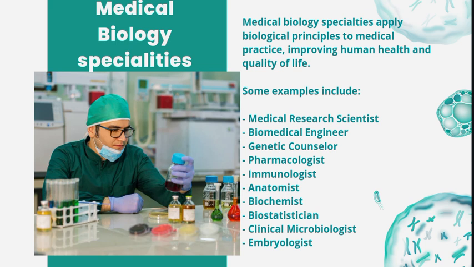So, some examples we have here: we have the medical research scientist. Well, that should be easy to tell, they carry out research on these medical areas. We have a biomedical engineer, one who applies engineering principles and combines them with medical and biological systems. They specialize in medical imaging, biomechanics, biomaterials, neuroengineering, genetic engineering, tissue engineering, lots more. The genetic counselor is a healthcare professional who specializes in helping individuals and families understand and manage genetic disorders.